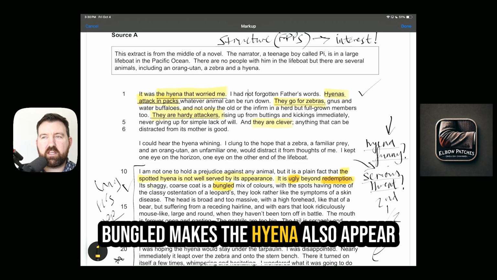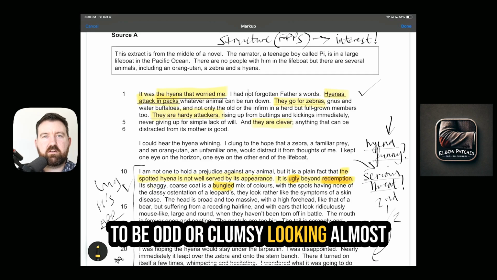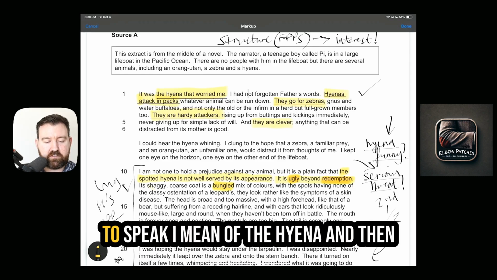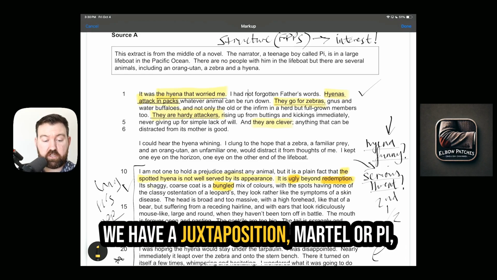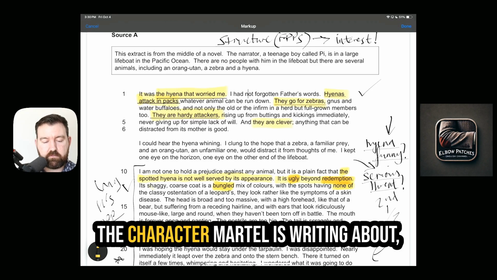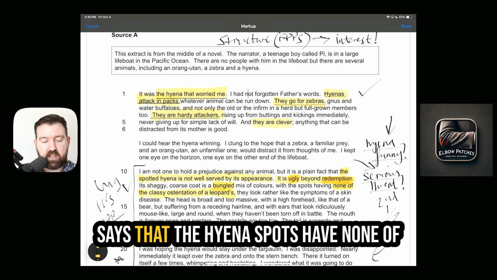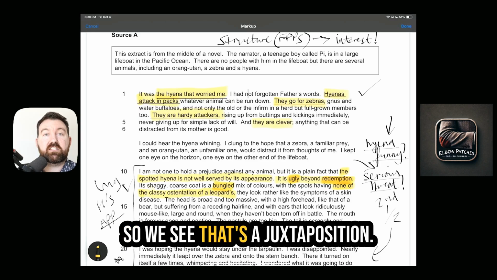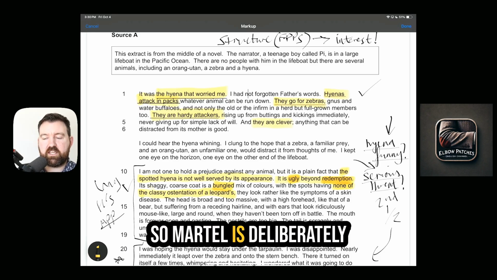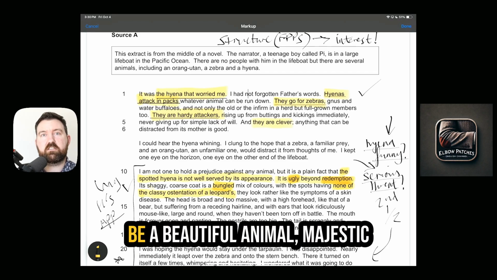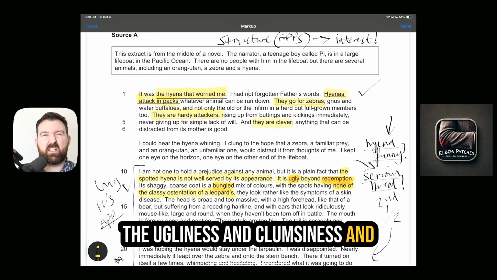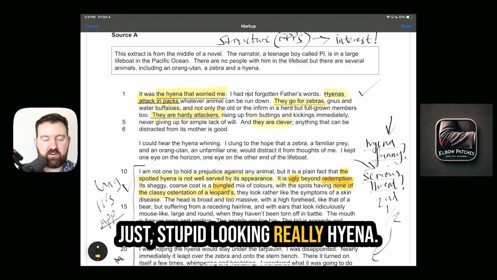Bungled makes the hyena also appear to be odd or clumsy looking, almost like it wasn't thought through very well, the design of the hyena, so to speak. And then we have a juxtaposition. Pi, the character Martel is writing about, says that the hyena's spots have none of the classy ostentation of a leopard. So Martel is deliberately juxtaposing what he considers to be a beautiful, majestic looking animal like a leopard, with the ugliness and clumsiness and just stupid looking, really, hyena.